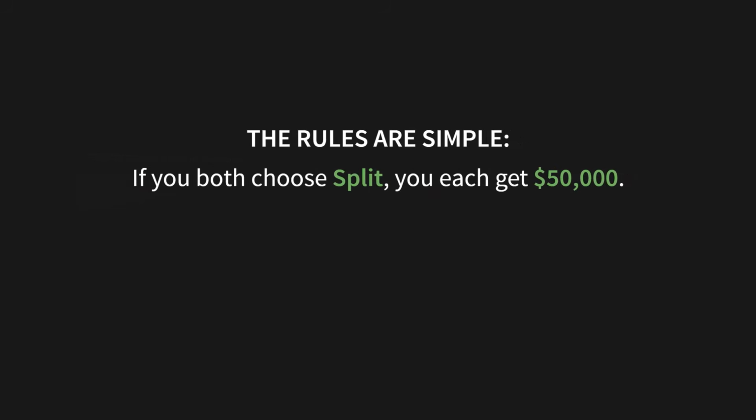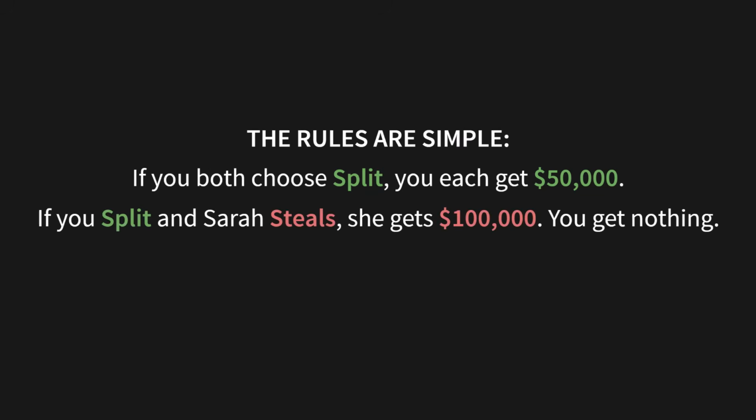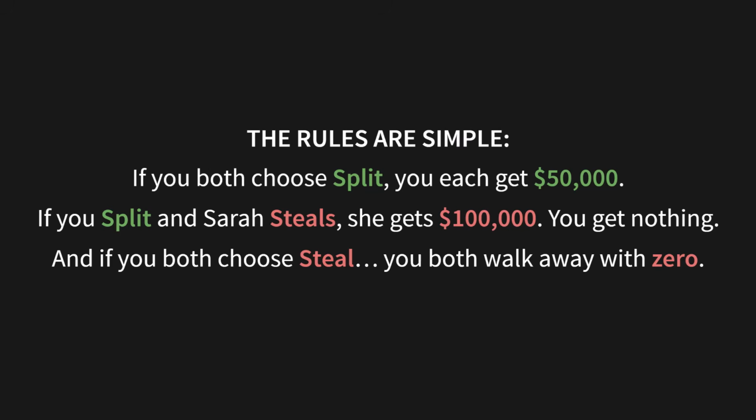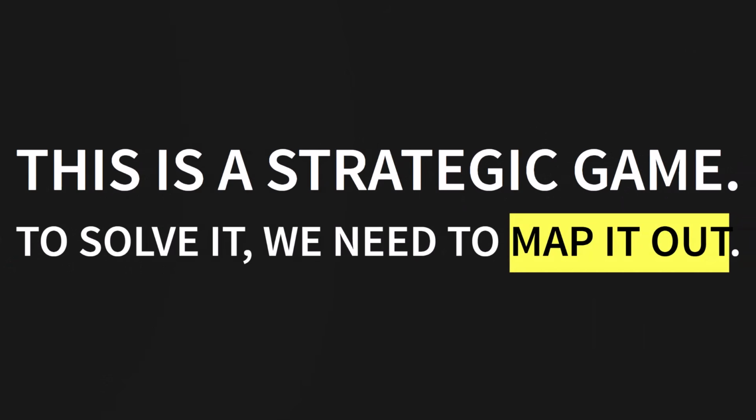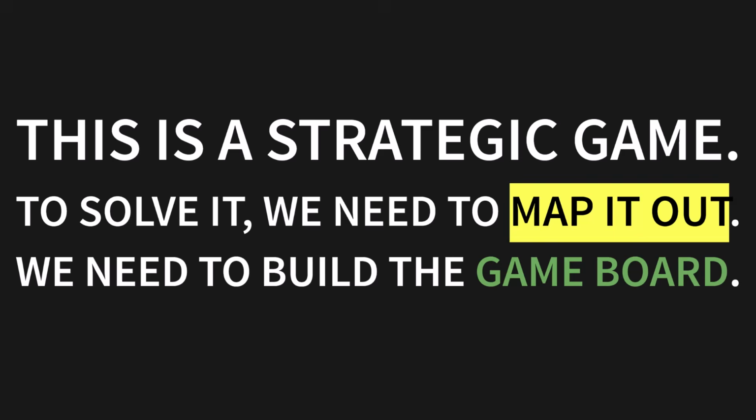The rules are simple. If you both choose to split, you each get a cool $50,000. It's a happy ending. But if you choose to split and Sarah steals, she gets the whole $100,000, you get nothing. And if you both choose to steal, you both walk away with zero. So the host is counting down. What do you do? This is a strategic game, and to solve it, we need to map it out. We need to build the game board.